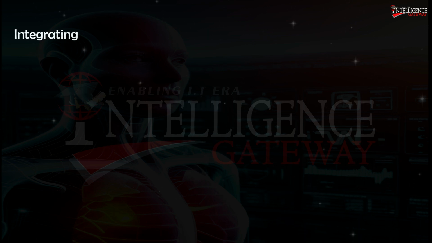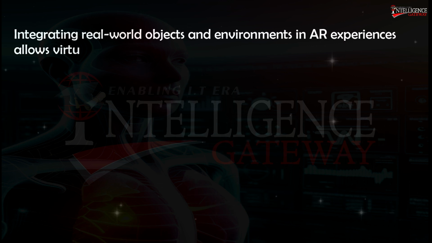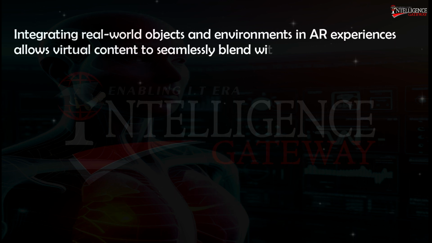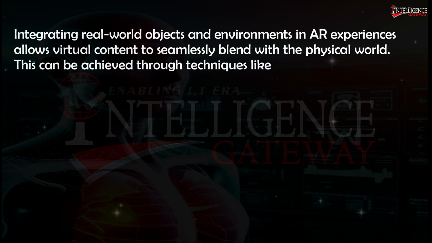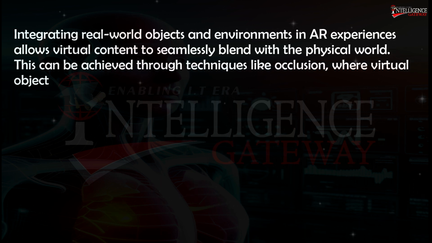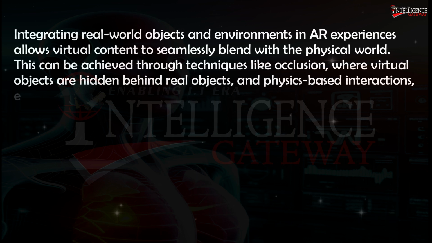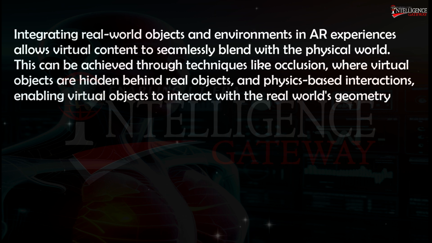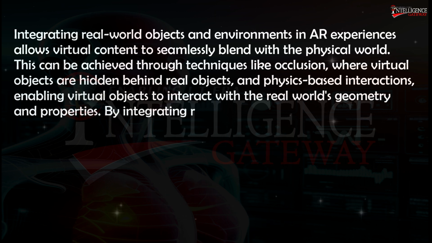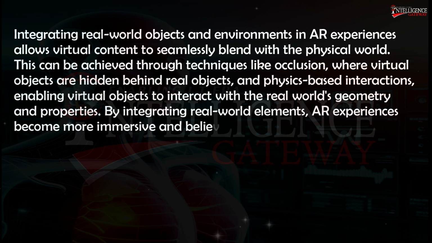Integrating real-world objects and environments in AR experiences allows virtual content to seamlessly blend with the physical world. This can be achieved through techniques like occlusion, where virtual objects are hidden behind real objects, and physics-based interactions, enabling virtual objects to interact with the real world's geometry and properties. By integrating real-world elements, our experiences become more immersive and believable.